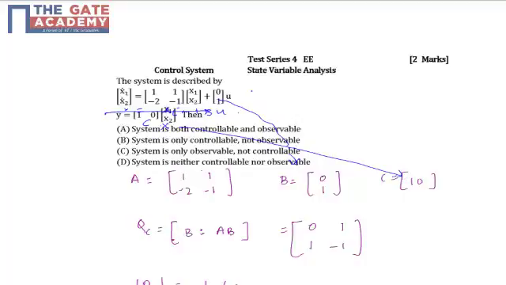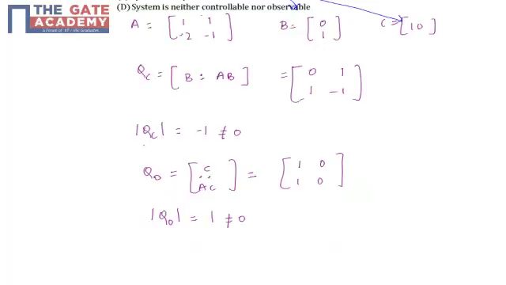In order to find if the system is controllable, there is a condition: Qc is equal to [B, AB]. Multiplying the matrix A into B, we obtain [0, 1; 1, -1]. To tell if the system is controllable, the mod of this matrix Qc should not be equal to 0. Here we have obtained minus 1, so the system is controllable.